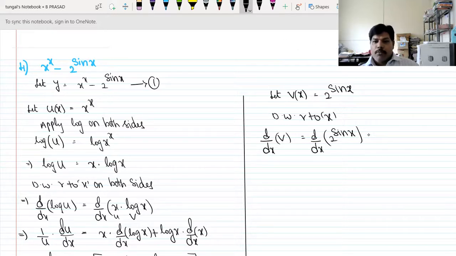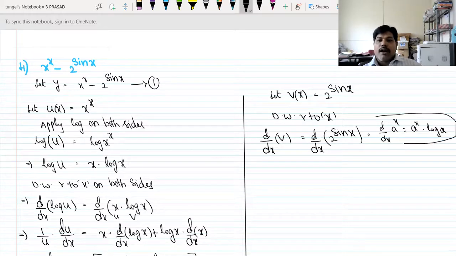So I will write this formula here, see students. The derivative of a power x: what is the derivative of a power x? It is a power x into log a. So in the place of x, you have sin x. So what is that?